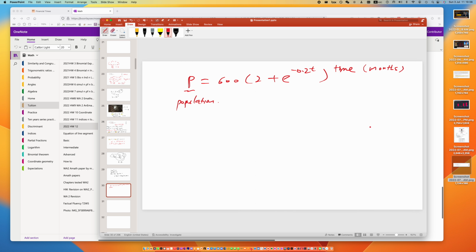Just to give you a very brief example: let's say after 1 month, can you tell me what's the population after 1 month? Use your calculator. So this is after 1 month.